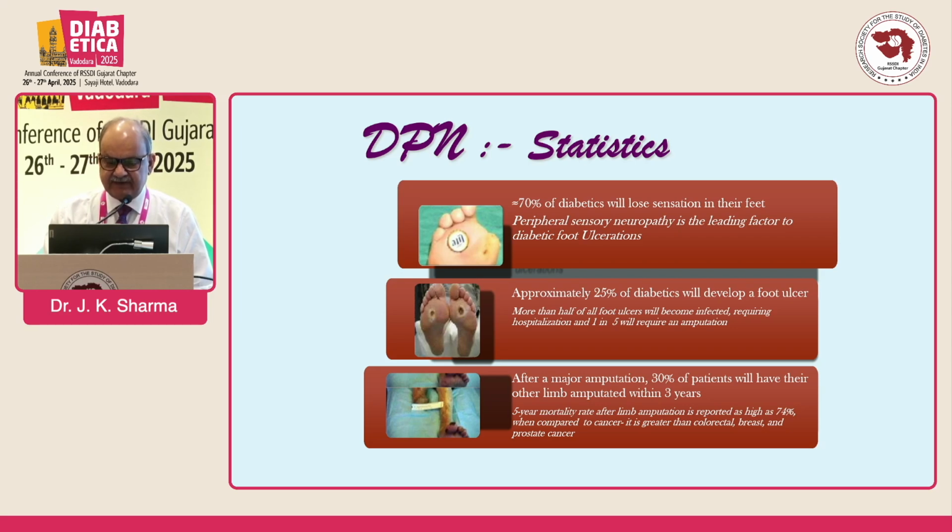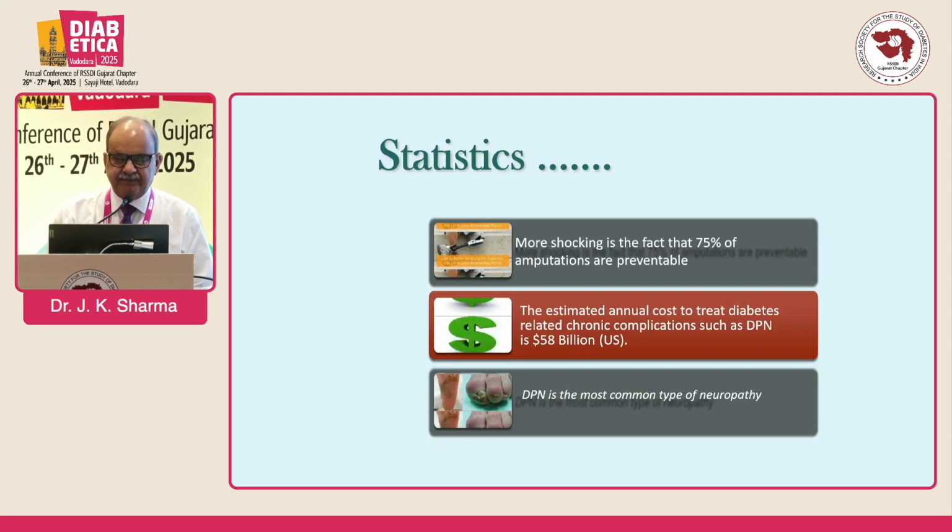5-year mortality rate after limb amputation is reported as high as 74% when compared to cancer. It is greater than colorectal, breast, and prostatic cancer. So we can see the statistics, we can see the volume of the problem, and the most shocking is that 75% of the amputations are preventable. And it is we physicians, not the patients, we physicians who can take the lead in preventing the amputation of our patients.